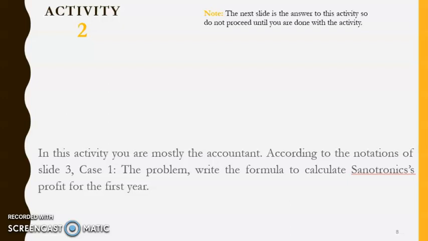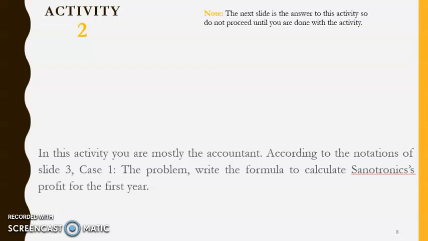We start the second video with activity 2. In activity 2, you are mostly the accountant that in the previous activity you are asked to consider and review everything as an accountant, especially if you have your background in accounting, either with experience or school major. According to the notations of slide 3, it means those 5 notations that we had.